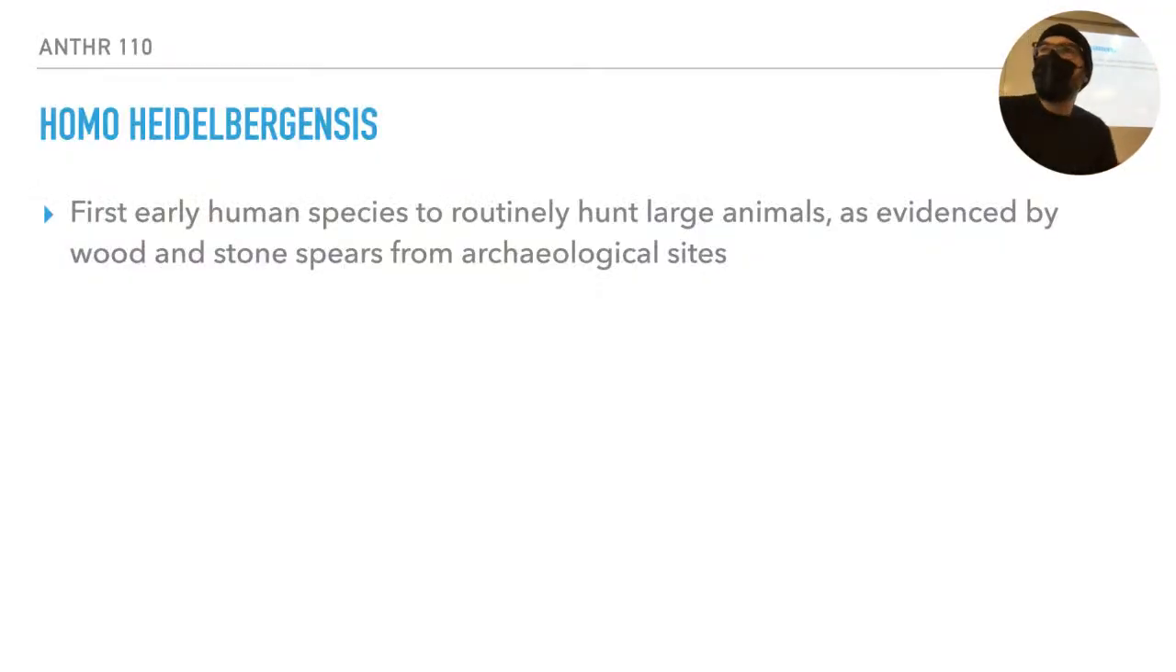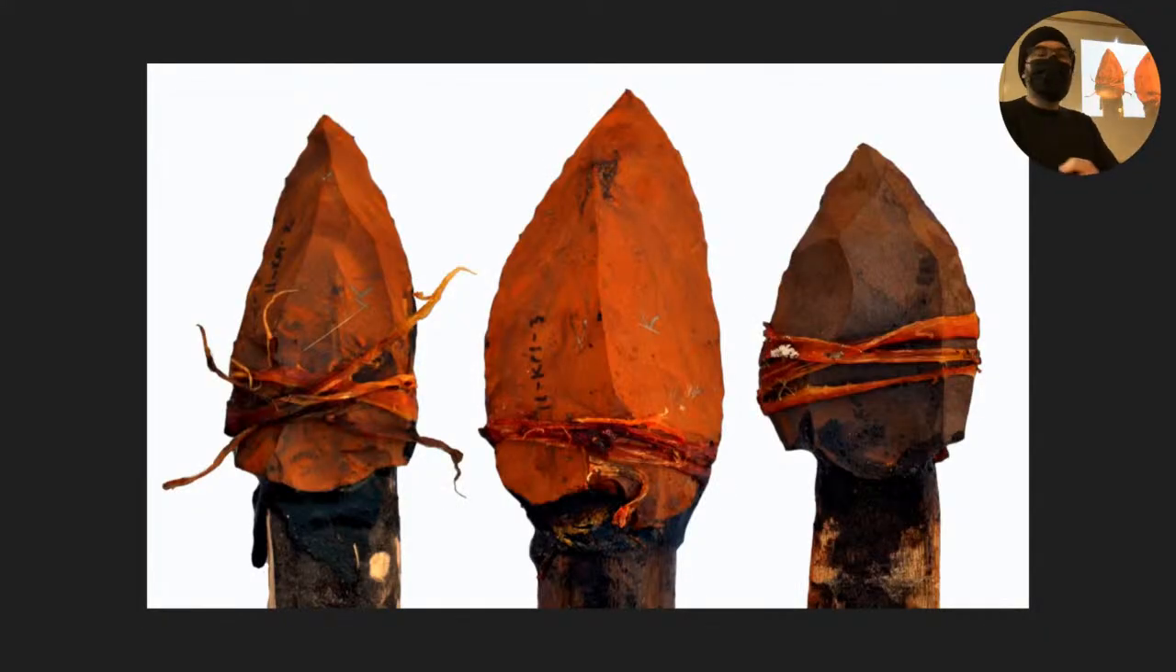Heidelbergensis is the first hominid that we have evidence of hunting with spears. It might be tempting to think that our primate ancestors were hunting much earlier, but this is the first appearance of hunting tools. Something like this is associated with Heidelbergensis. These are spear points here. You can see they've chipped stone into a point, taken a long wooden shaft, and tied it with bits of animal skin, animal leather.